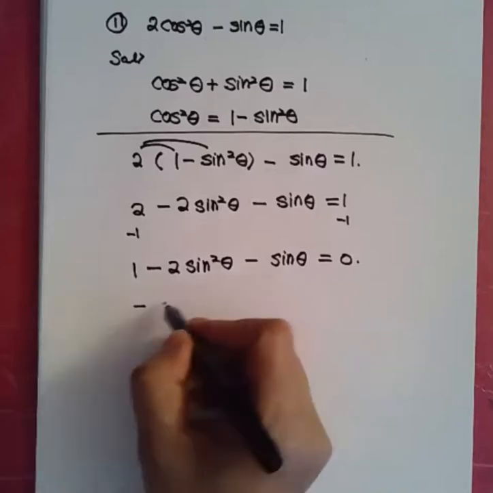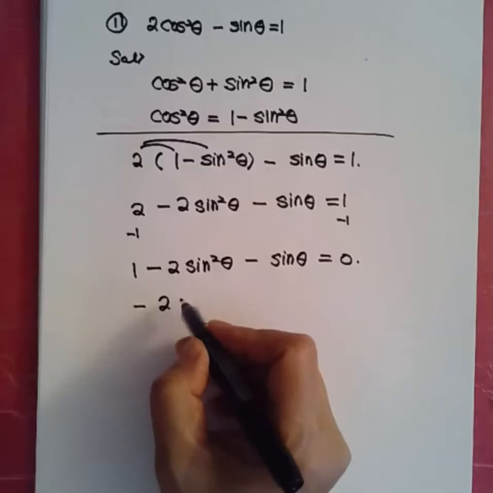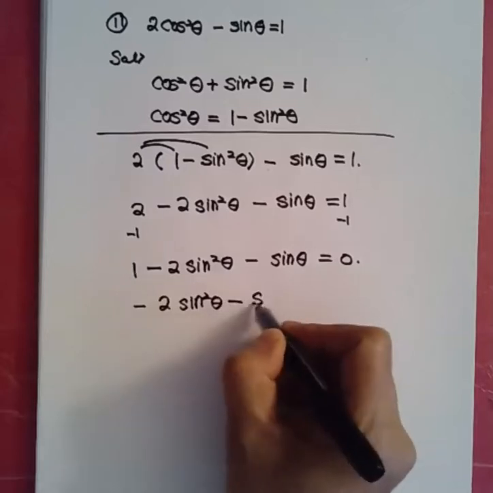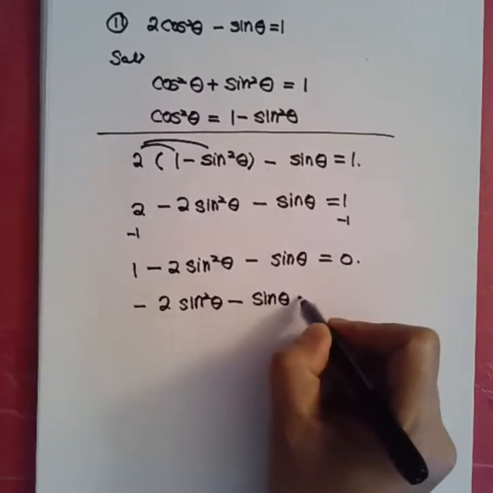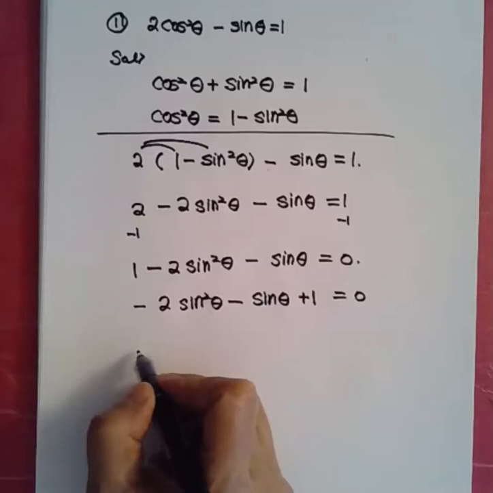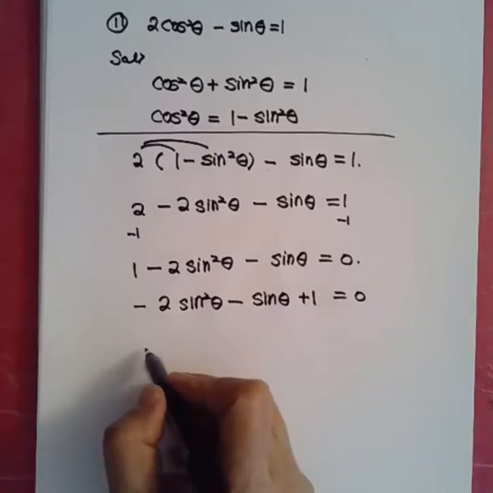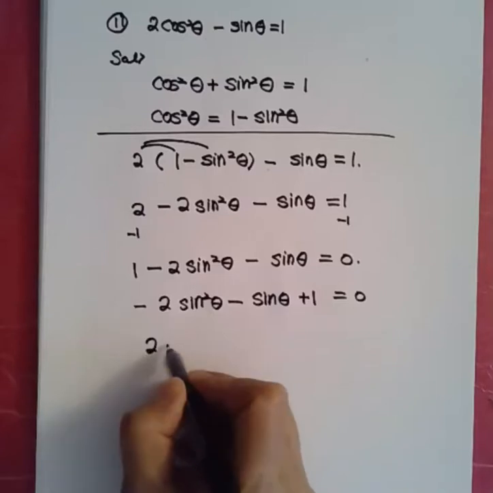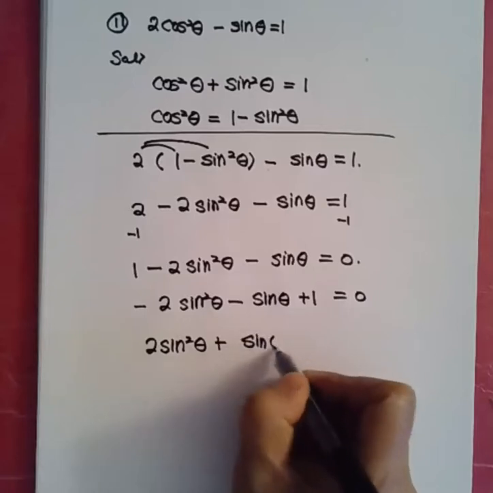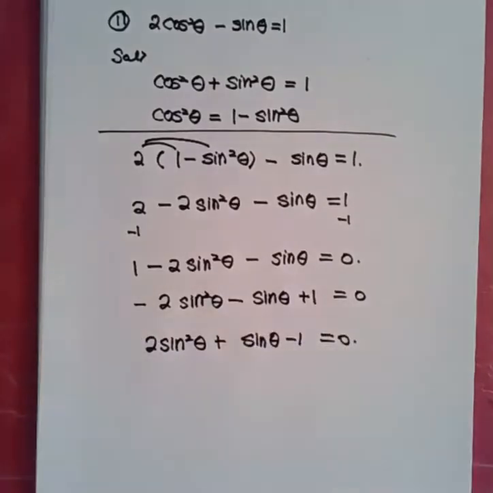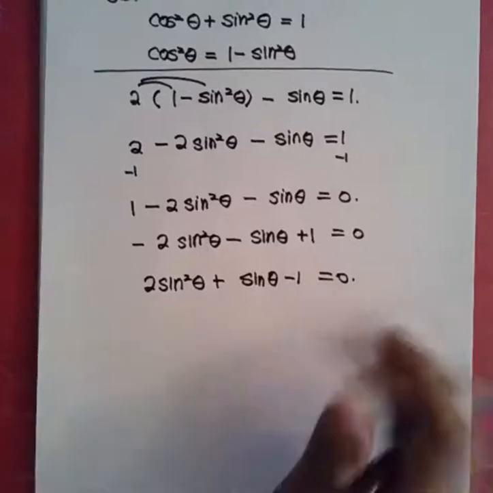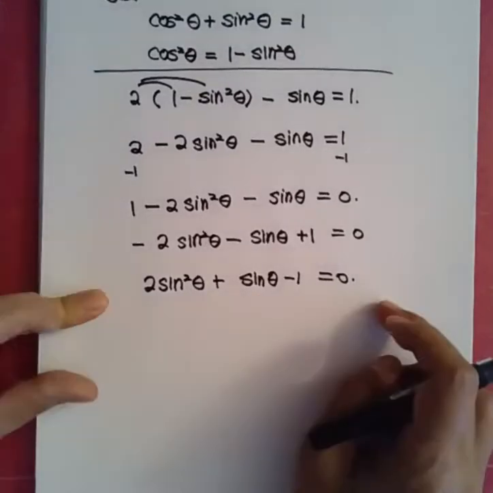Let's rearrange the terms. Then we get minus 2 sine squared of theta minus sine of theta plus 1 equals 0. We multiply by minus 1 on both sides. Then we get 2 times sine squared of theta plus sine of theta minus 1 equals 0. Instead of replacing sine of theta by x, we will just directly factor this quadratic equation.